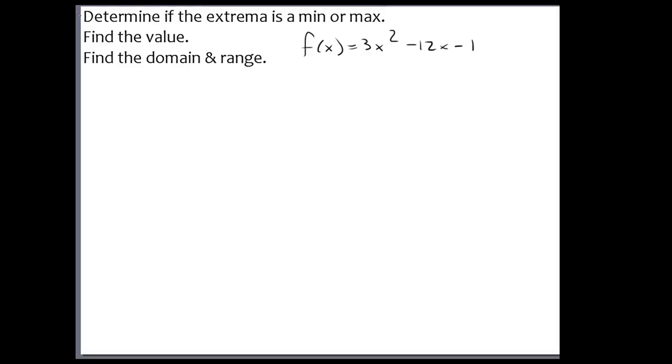Hey everybody, in this video we're doing some more problems like those out of the homework. What I've got right here is f of x is equal to 3x squared minus 12x minus 1. I'm going to figure out if the extrema is a minimum or a maximum. I'm going to find the value of that extrema, and from that I'll determine the domain and range of this parabola. To begin, is this a minimum or a maximum?